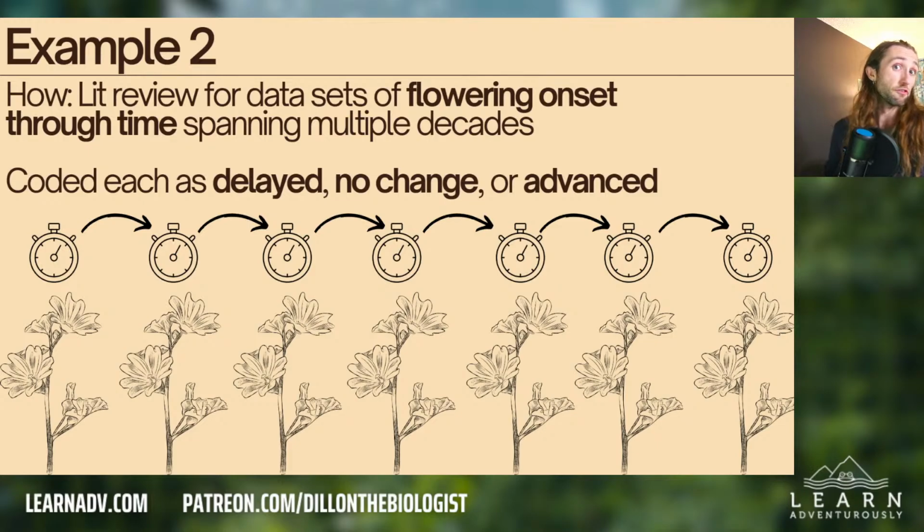So, from that, they could say species A has over time delayed their flowering, or they haven't changed their flowering, or they're actually advancing their flowering onset and flowering earlier. So we can see, hey, these plant species are changing their flowering onset. Can we detect if certain groups are more adaptive to flowering onset? Can they have a little more wiggle room about when they flower?